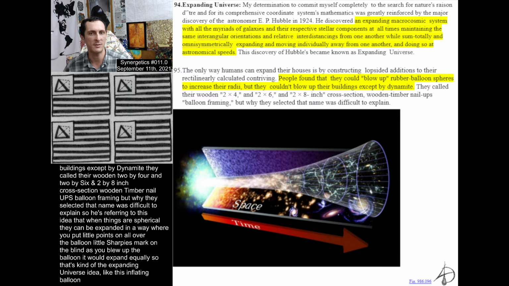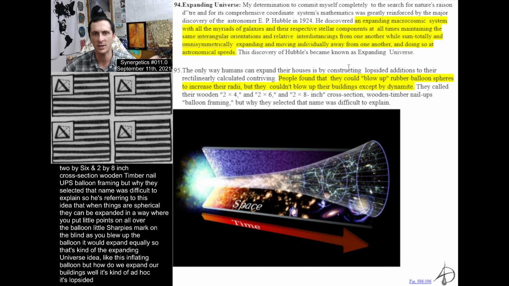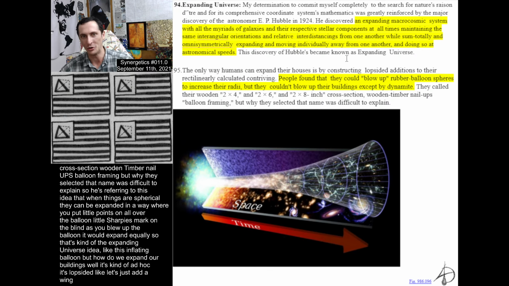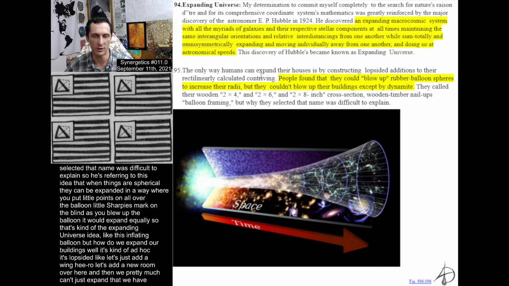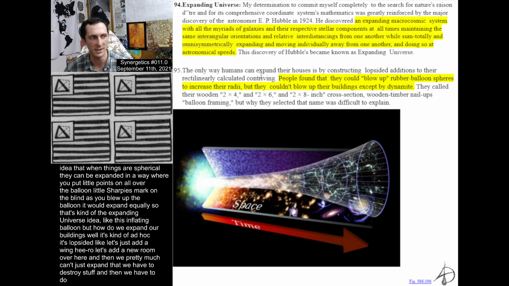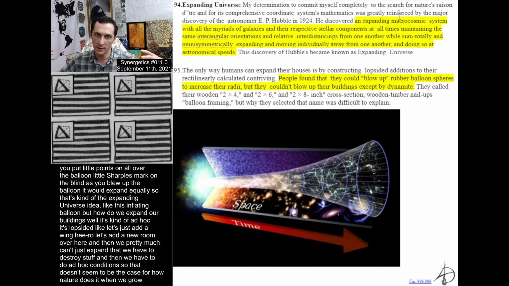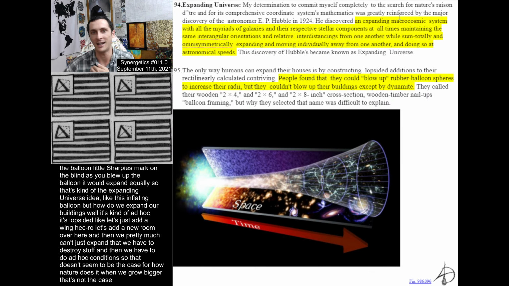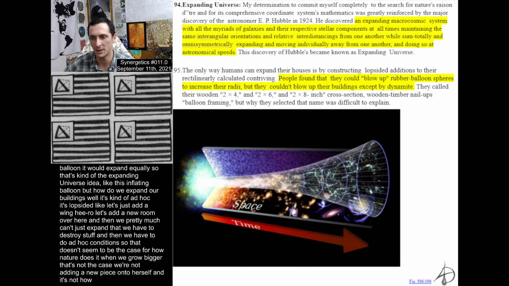But how do we expand our buildings? Well, it's kind of ad hoc. It's lopsided. Like, let's just add a wing here, or let's add a new room over here. And then we pretty much can't just expand them. We have to destroy stuff, and then we have to do ad hoc additions. So that doesn't seem to be the case for how nature does it. When we grow bigger, that's not the case. We're not just adding a new piece onto ourselves, and it's not how the universe seems to be working.